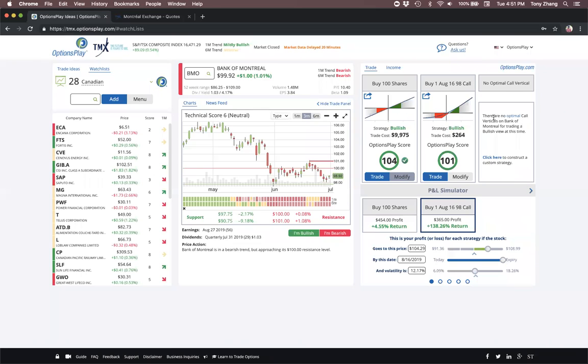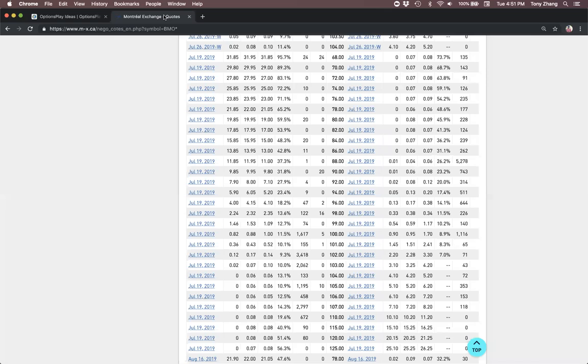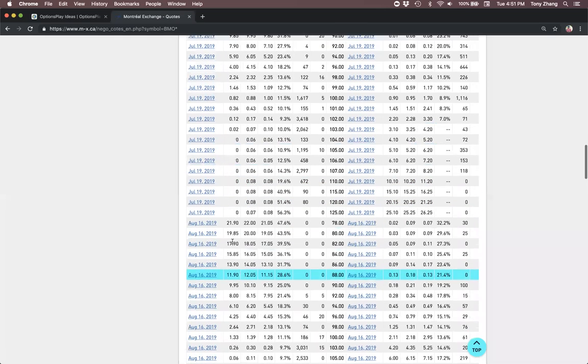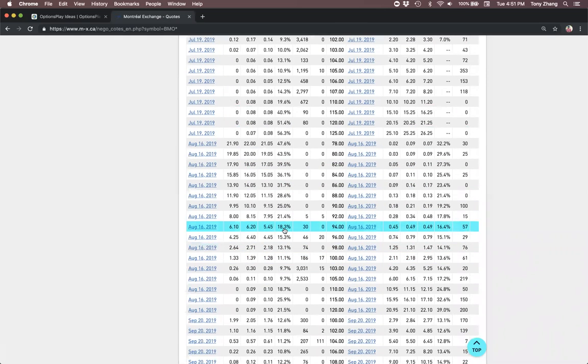And if something doesn't exist, such as if there are no call verticals that make sense on BMO, we'll simply tell you that we could not find you a call vertical. This is designed to save you time so that you're not going through pages like this trying to find something that may not exist.